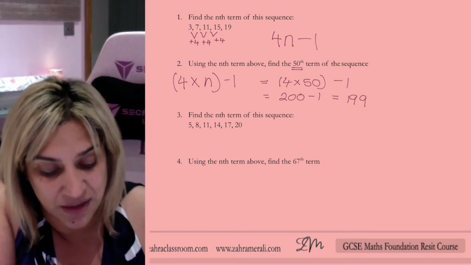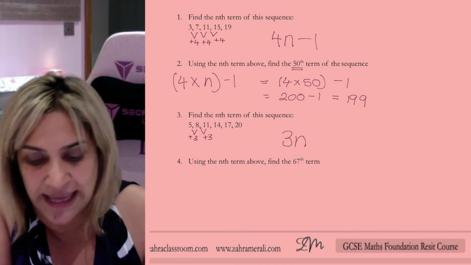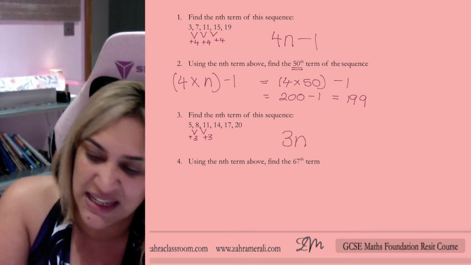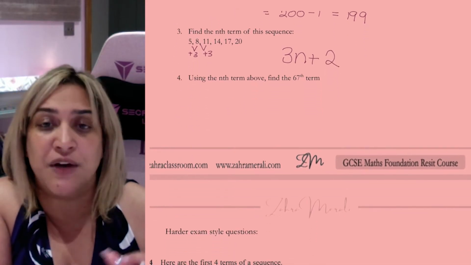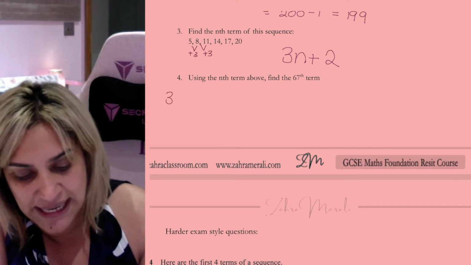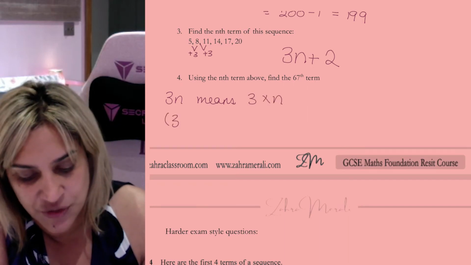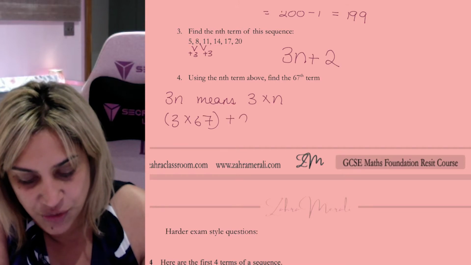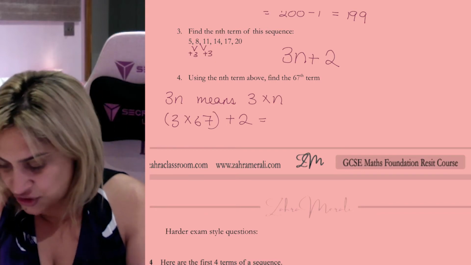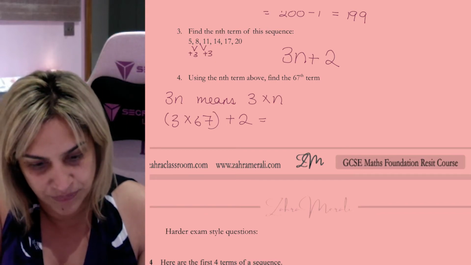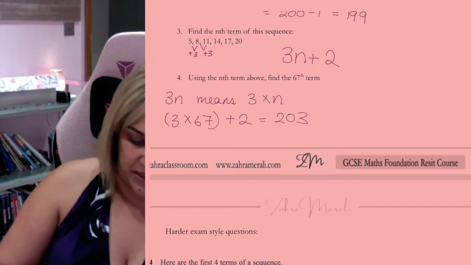I'm going to do the same thing. What's the difference? It's plus 3 every time. So as soon as we see that, we write 3n. And then we say, how do we go from 3 to 5? Well, we add 2. So if we needed to find the 67th term, 3n means 3 times n, which is simply 3 times 67 plus 2. If we do 3 times 67, we can plug that into a calculator, add 2, we get 203. Sorry, just checking my mental arithmetic.